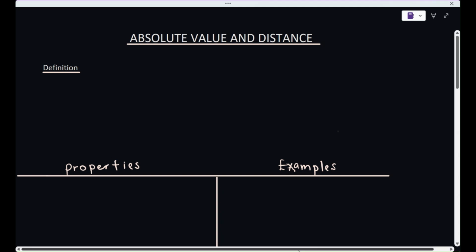Hello viewers, in this tutorial we'll be discussing absolute value and distance. So we'll just start with the definition. What do we mean by absolute value?